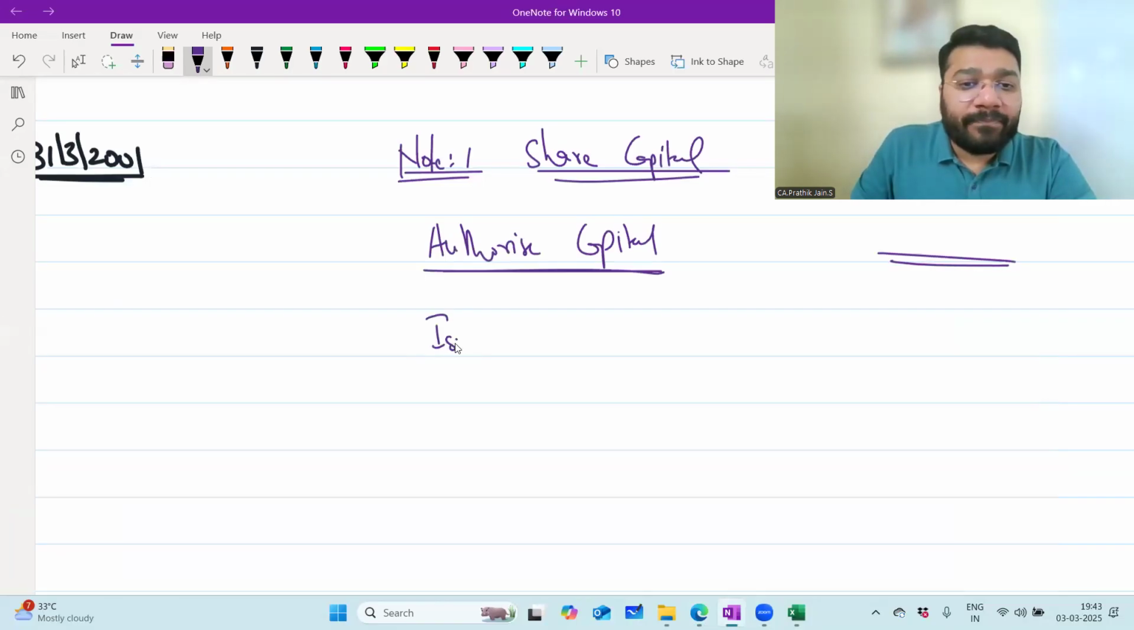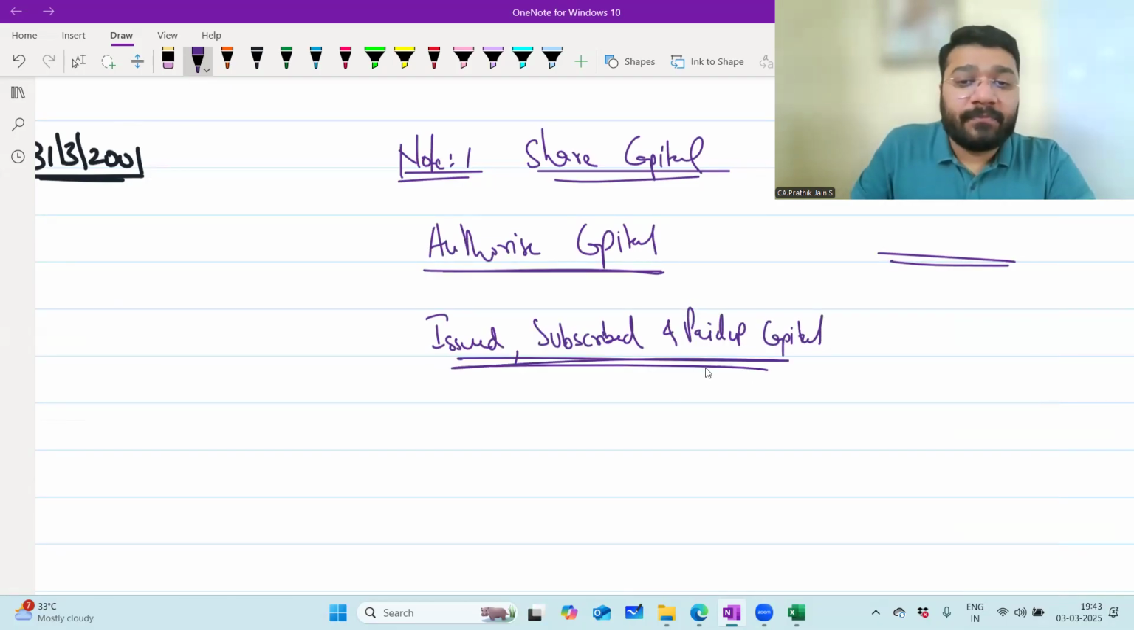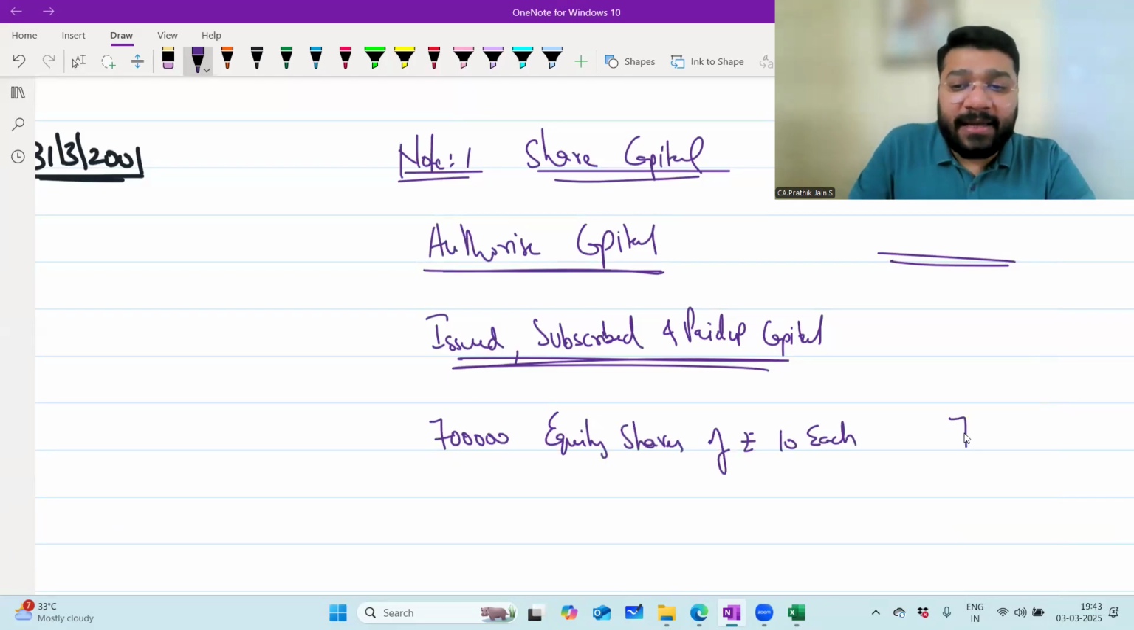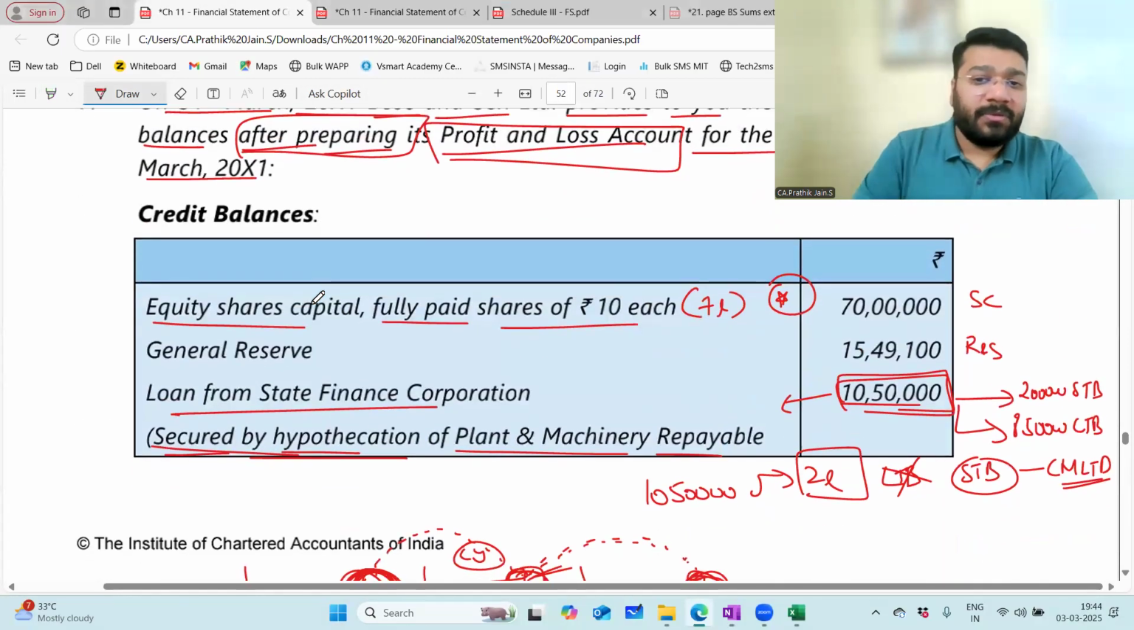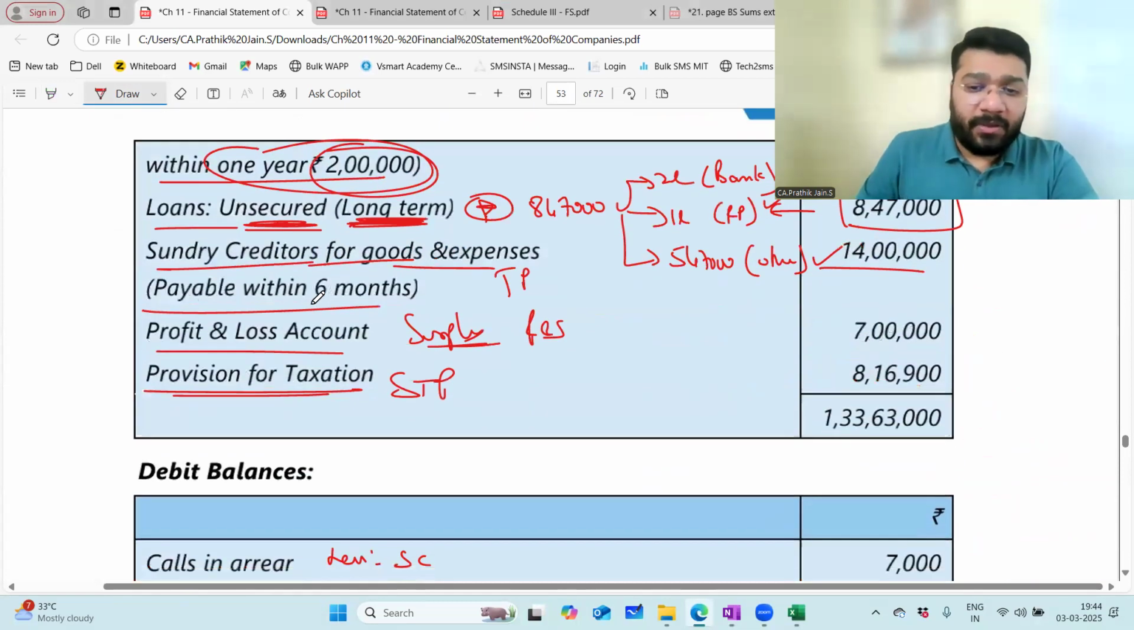Then issued, subscribed, and paid up capital. So how many shares? 7 lakh equity shares of rupees 10 each. How much? 7 lakh. The question says that all are paid up or pending. Pending is there. How much? 7,000.